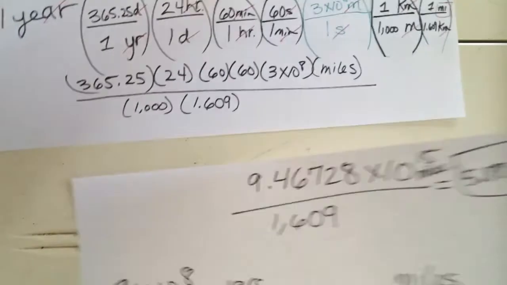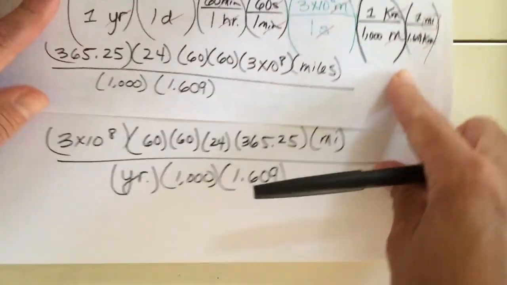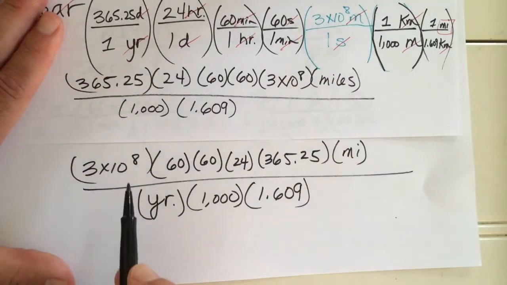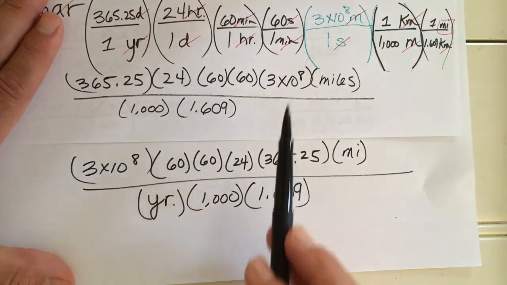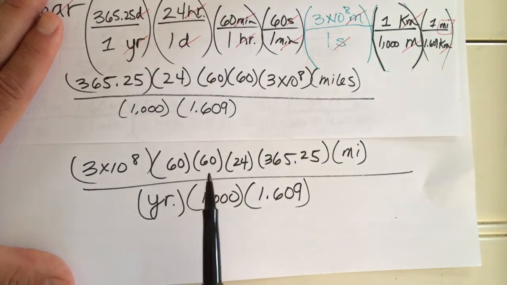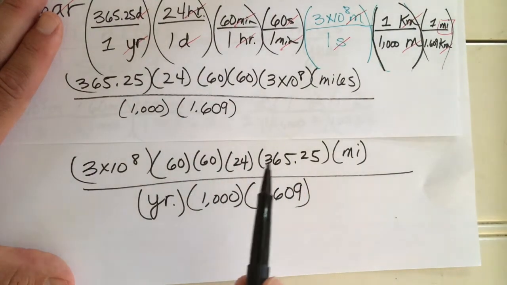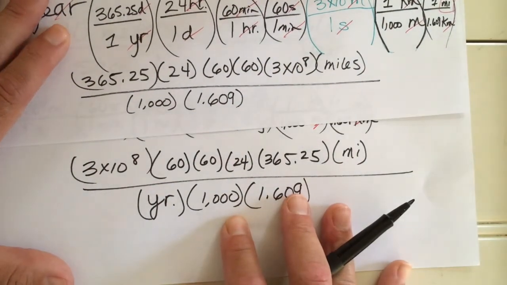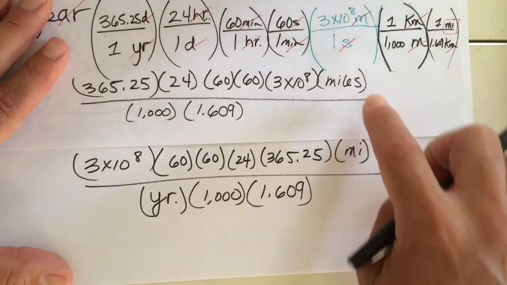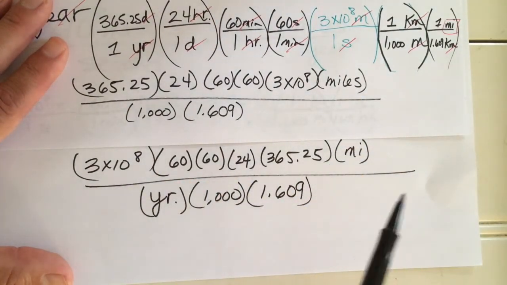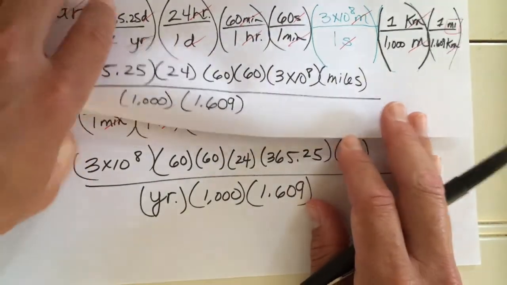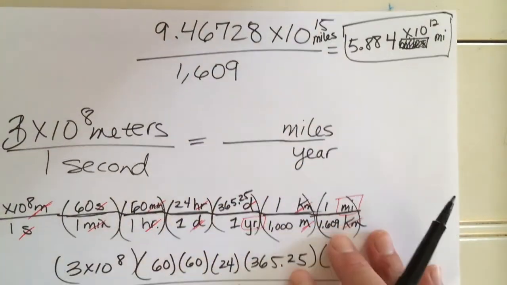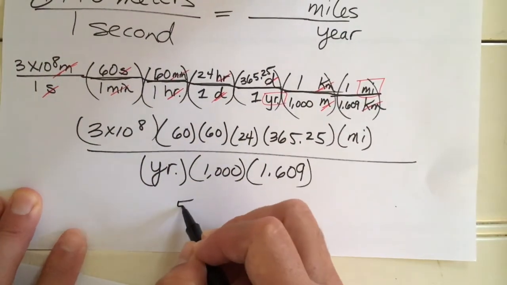Let's go back and look. Put those two side by side. Do they look the same? Let's see. So this was last time, right? The order is different. Those two are flipped, but the order doesn't matter when you multiply. It's all on top. All right, on bottom is 1,000 and 1.609. So it's exactly identical. Hopefully you can see that this fraction is identical to this fraction. So if we do the math here, we're going to get the same answer, which is, where is it written? Right up here, right? That 5.884 times 10 to the 12th.